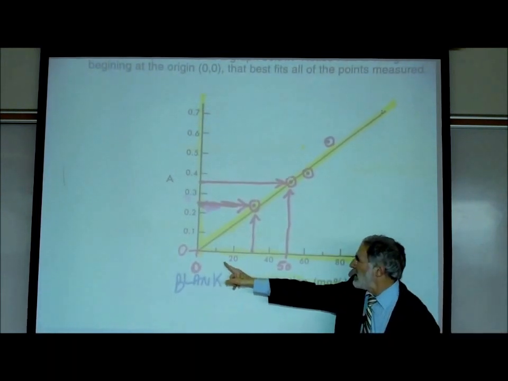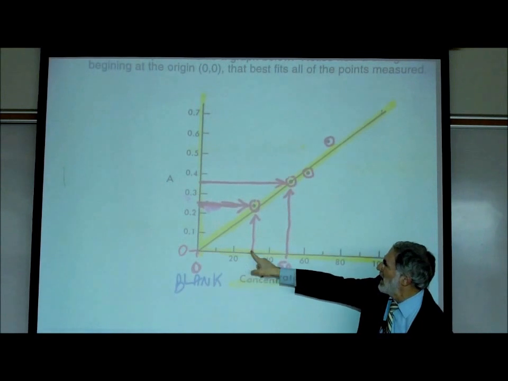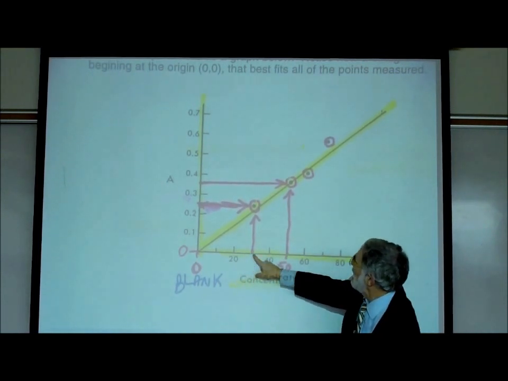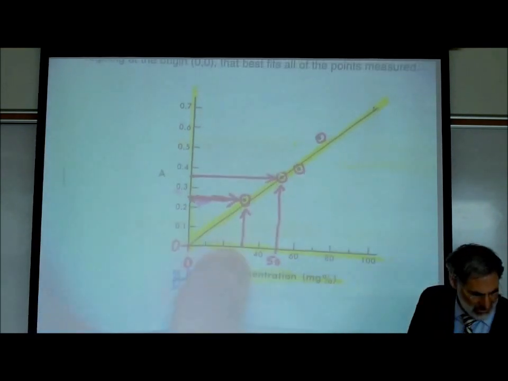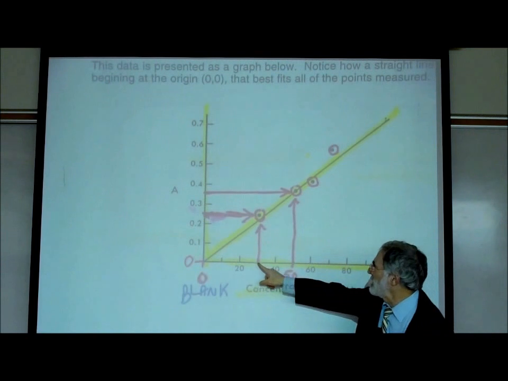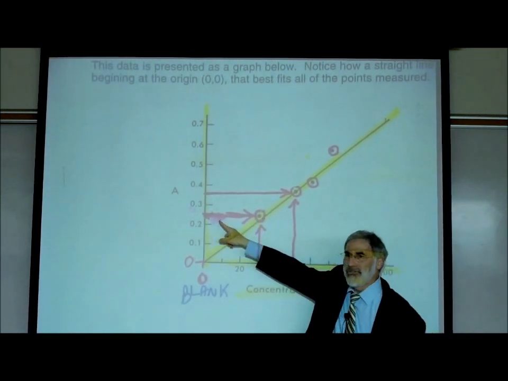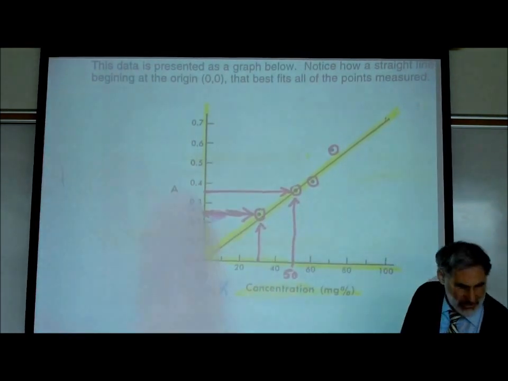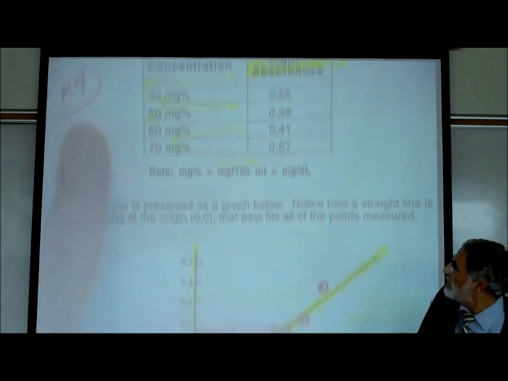you find on the x-axis, where concentration is, you find 25. All right, that's about here. I'm sorry, it's actually 30. The 30 milligrams percent has a light absorbance of 0.25. Can everybody see the data point? All right, and then the next solution was 50 milligrams percent and a 0.38.